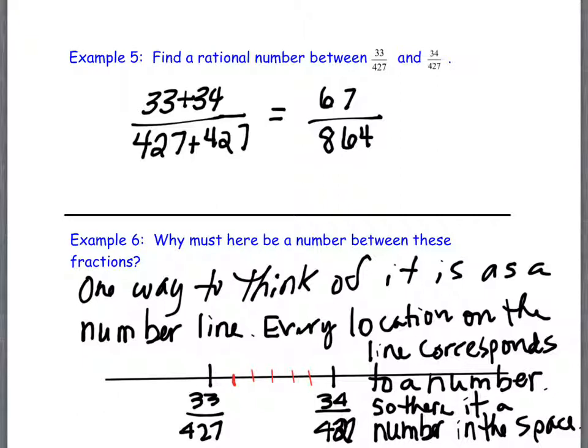And all we're asked to find typically is one. But if we were asked to find another one, could we? What if I were asked to find two numbers between 33 over 427 and 34 over 427? I found one. Now what?